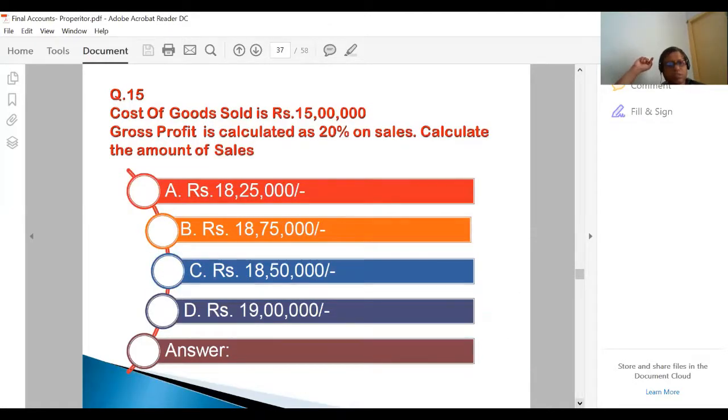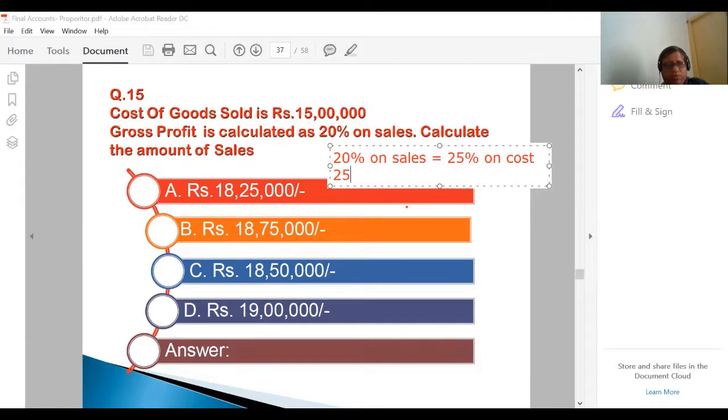Can you try this question? Cost of goods sold is 15 lakhs. Gross profit is 20% on sales. 20% on sales means 25% on cost. So that you need to remember. 20% on sales is equal to 25% on cost. So here, 25% of cost of goods sold, 15 lakhs, how much is the value?